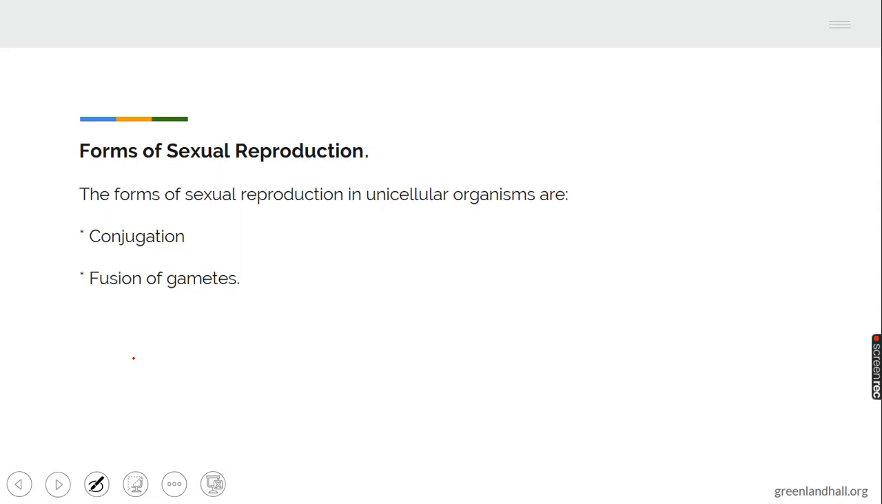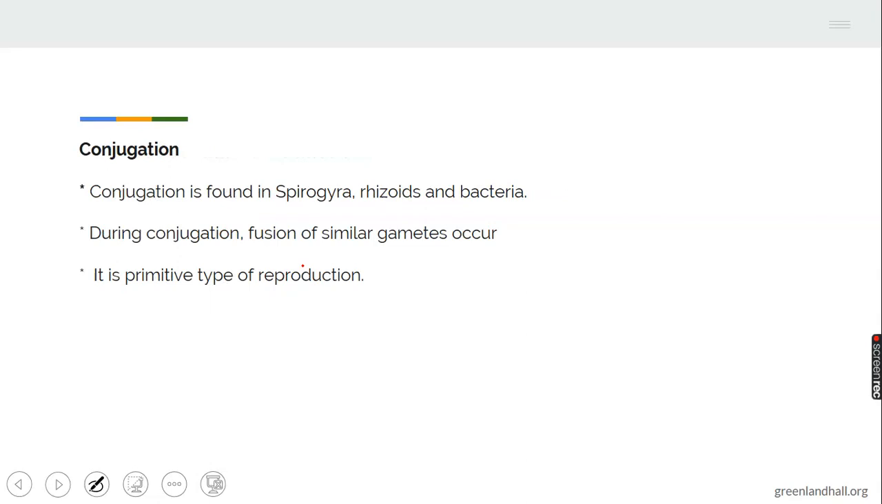The forms are conjugation and fusion of gametes. Conjugation and fusion of gametes. During conjugation, the fusion of similar gametes occurs, that is, coming together of similar gametes occurs, and it is a primitive type of reproduction. Conjugation will occur in Spirogyra, that is green filamentous algae, that's another name for Spirogyra, rhizoids, and bacteria.